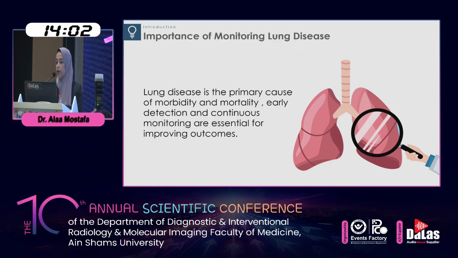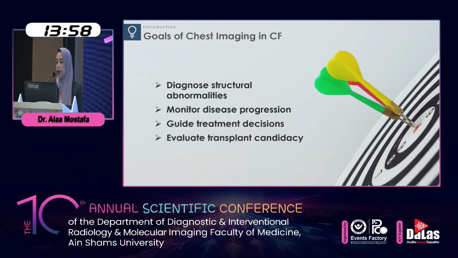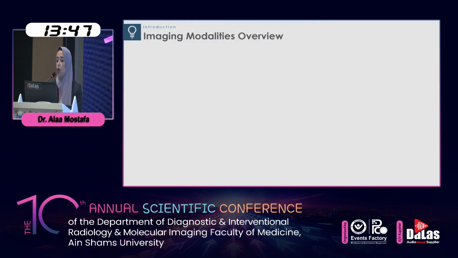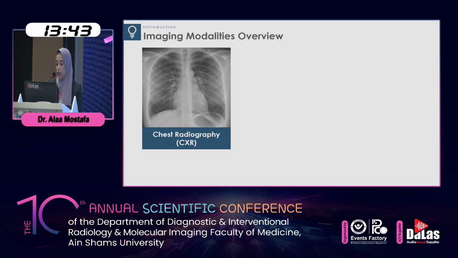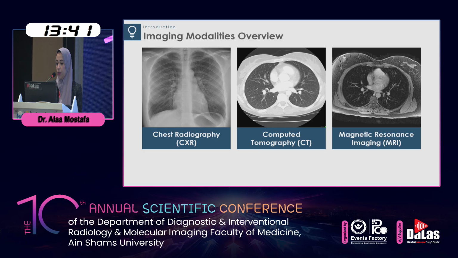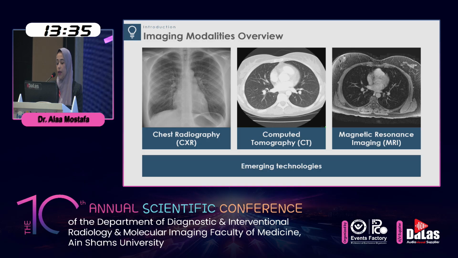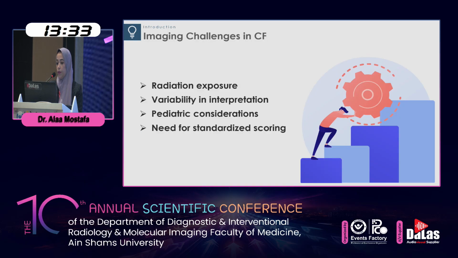continuous monitoring are essential for improving outcomes. Imaging helps us detect structural changes, monitor progression, guide treatment, and evaluate transplant readiness. It's a cornerstone of cystic fibrosis management. We will explore three main imaging modalities: chest radiography, computed tomography, and MRI, each with unique strengths and limitations in cystic fibrosis care, as well as new emerging technologies.